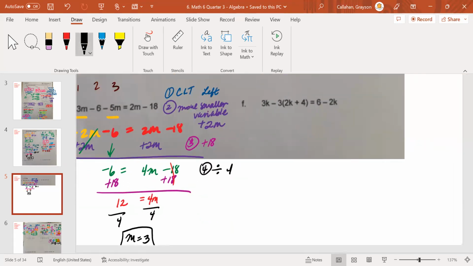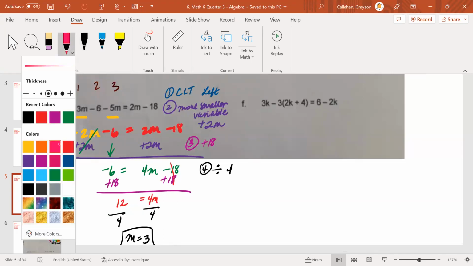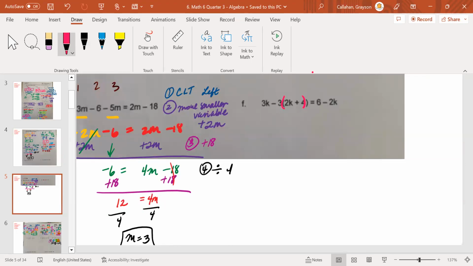This one looks busy. First thing that comes to mind, what do you notice? What sticks out at you? Yeah, that's the first thing you want to do, get rid of these parentheses, right? And then we're probably going to combine like terms, right? Okay, so step number 1 is what?